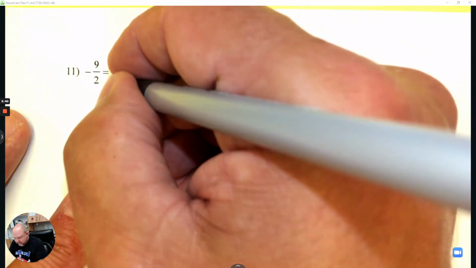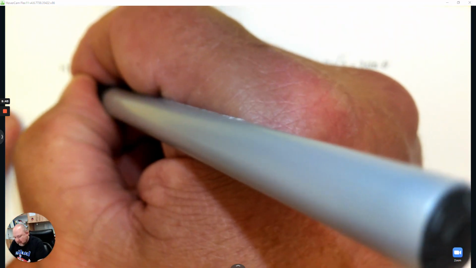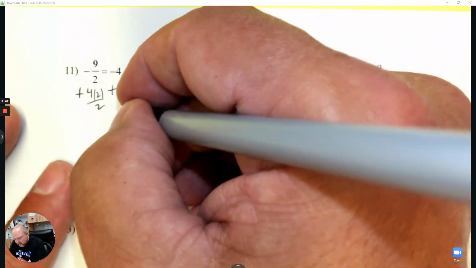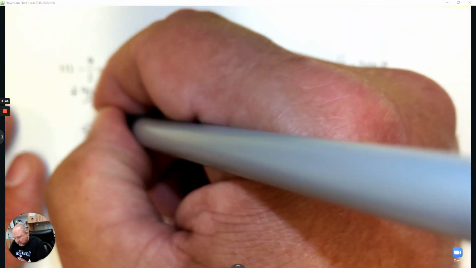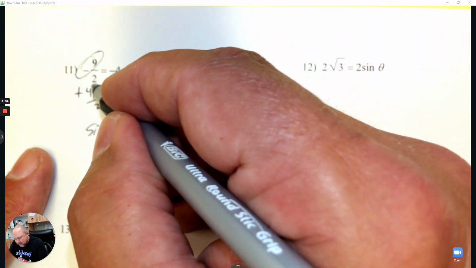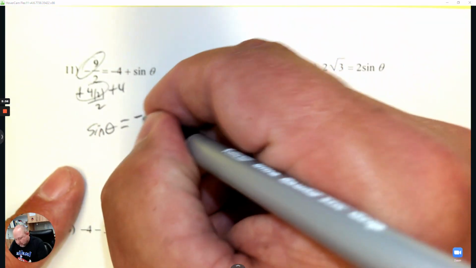I want to solve this. Want to press pause and try it or not. Add 4, and I need common denominators. So right away I'm going to multiply top and bottom times 2 and see, and I'm going to just put sine theta over here. And so we have negative 9 plus 8. Well, that's negative 1 over 2.